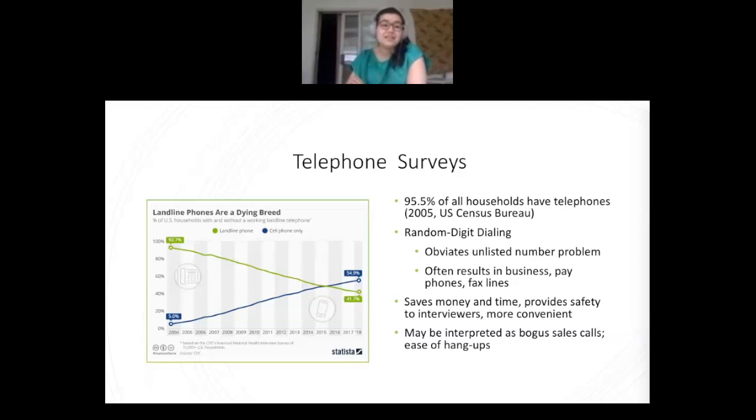But because there's been so much telemarketing, I'm sure you guys have experienced this, a lot of people don't answer their phones. I don't answer my phone unless I know what the number is. And then there's also a lot of apps that can screen calls for people who don't want to get spam from telemarketers.